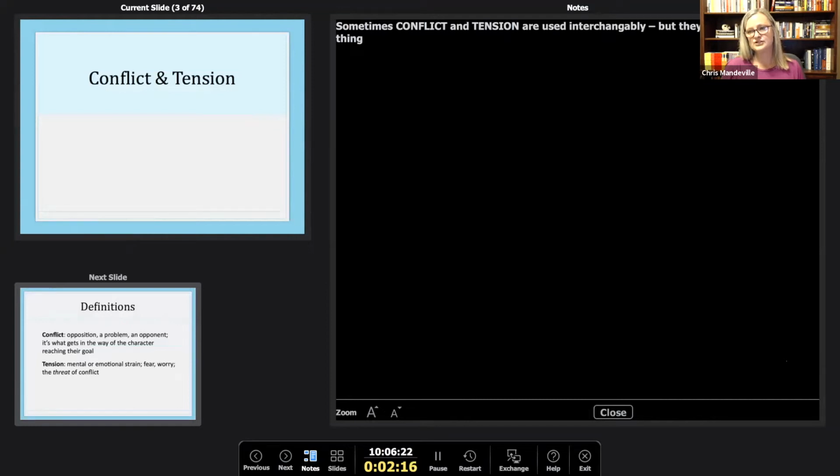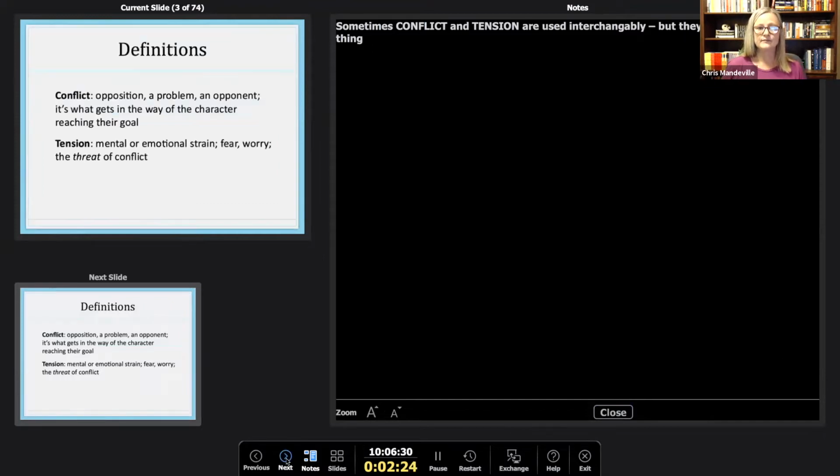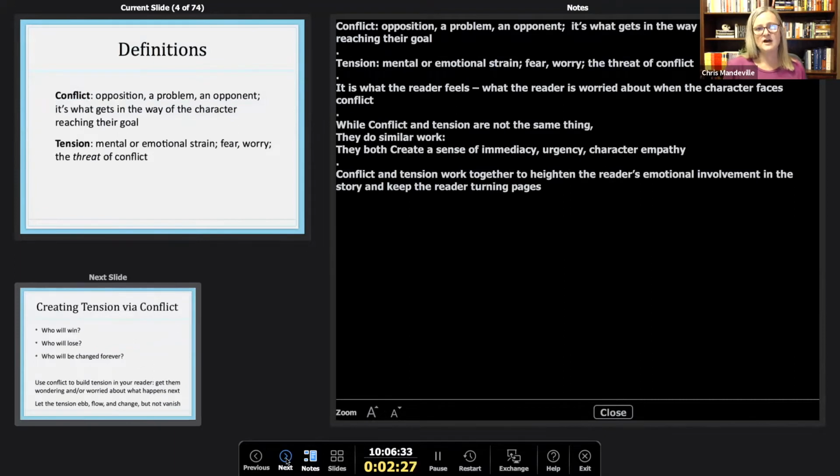Sometimes conflict and tension are used interchangeably, these literary terms, but they're not the same thing. Conflict is defined as opposition, a problem, an opponent that your character faces. It's what gets in the way of your character getting what they want, reaching their goals. Tension is defined as mental or emotional strain, fear, worry, the threat of conflict. And your character probably feels tension throughout the book when he or she or they face conflict.